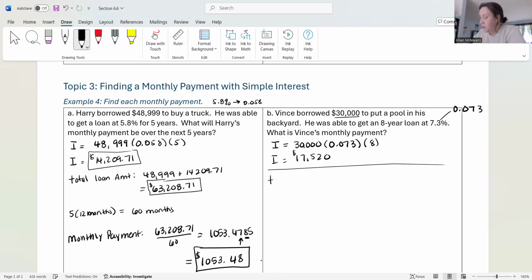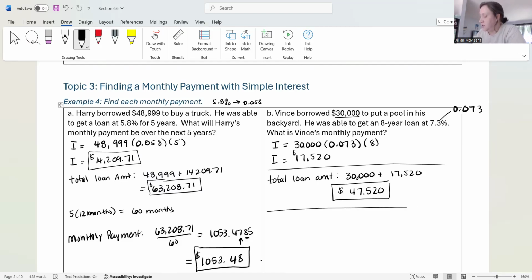What we need to find now is the total loan amount. So the total loan amount is kind of like that idea of the future value. Okay? The total loan amount is how much you initially borrow plus any interest you're going to have to pay back over the course of the loan. So the total loan amount is going to be 30,000 plus 17,520. So the total loan amount here is going to be $47,520.